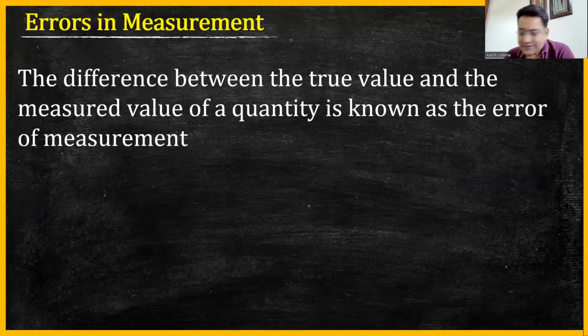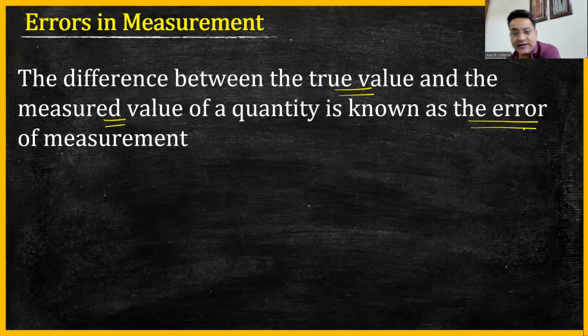The next thing that you have to understand is what are errors. Well, as you saw in the previous case, when we made different measurements, we took different readings of the same rod, we got different values. The true value is taken as the average of those, so we take the average, that we call the true value or the real value. The difference between the true value and the measured value is known as your error.